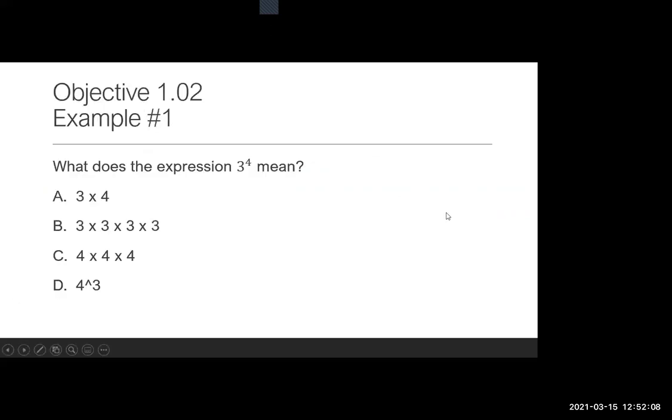So looking at, here's one type of way you could see this question asked. What does the expression 3 to the 4th mean? Now remember, I said a lot of people answer A, 3 times 4, but it means so much more than that. 3 to the 4th means to write the 3 4 times and multiply. So it actually is B, okay? C would have been 4 to the 3rd, right? That would have meant to write the 4 3 times, but our expression was 3 to the 4th.